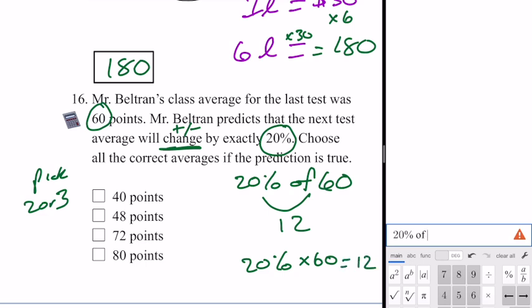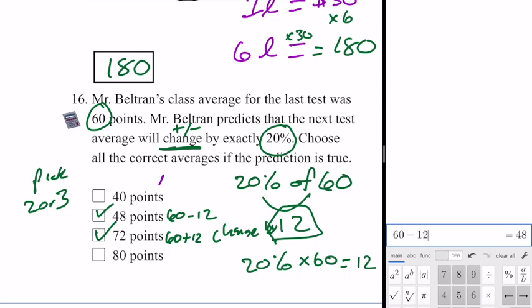So here's the thing. It's going to change. It didn't tell you if it's going to be bigger or smaller, and notice you have to pick 2 or 3. So it's going to change by 12. If I have 60 and I add 12 to it, I get 72. So that one is 60 plus 12. But if I go the other way and I subtract 12, I'm going to get 48. Those are my answers. The key thing you're going to notice is they said points.